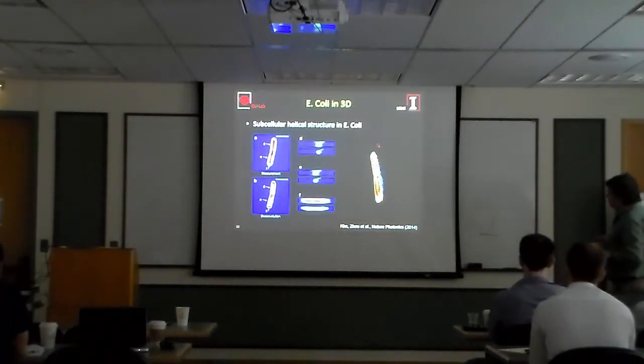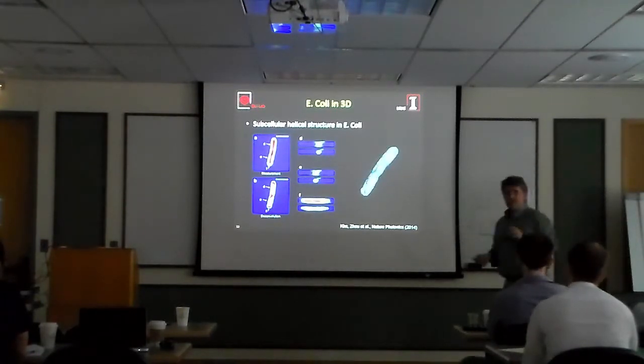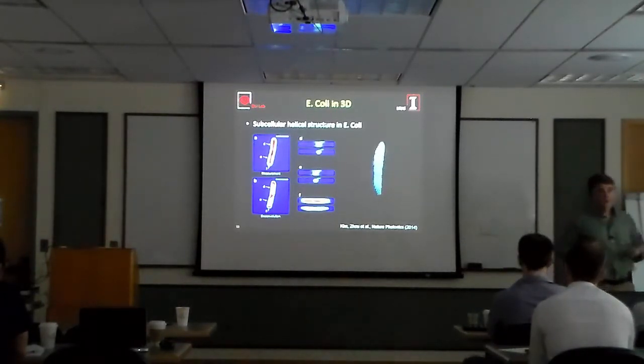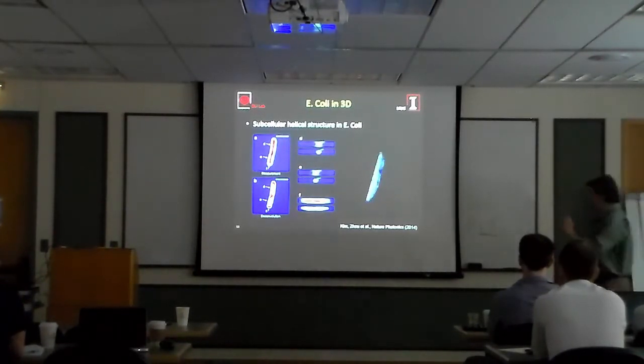We are able to look at a section through an E. coli. So this is also hard to do. They are only between 1 and 2 microns thick. And if you look inside, you start to see these helices. People study this for a living.